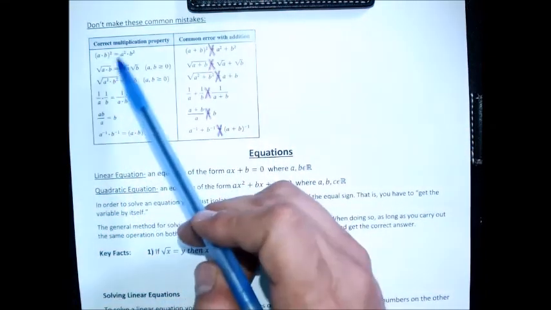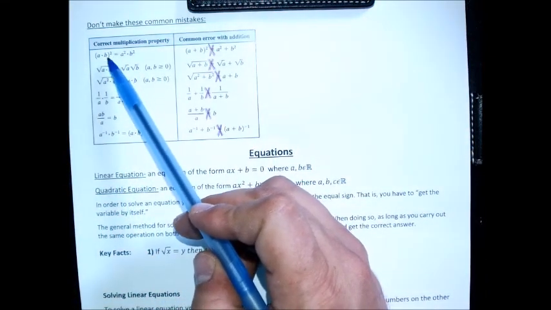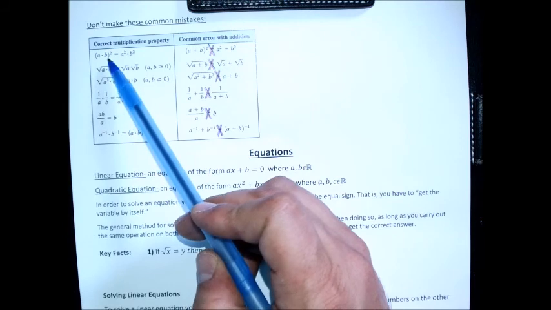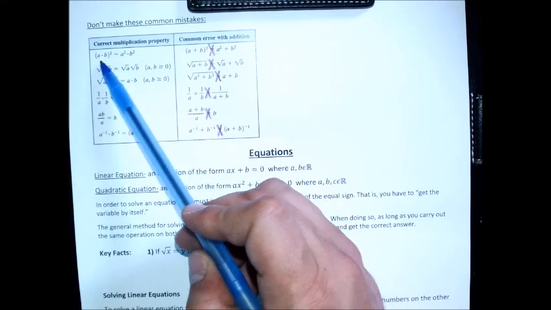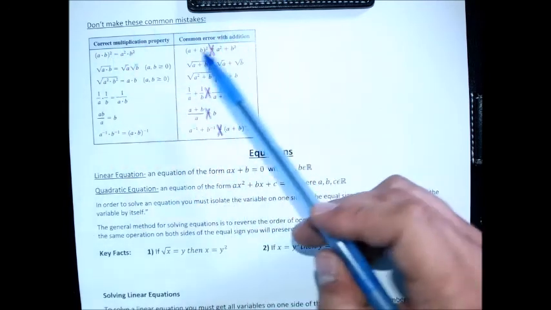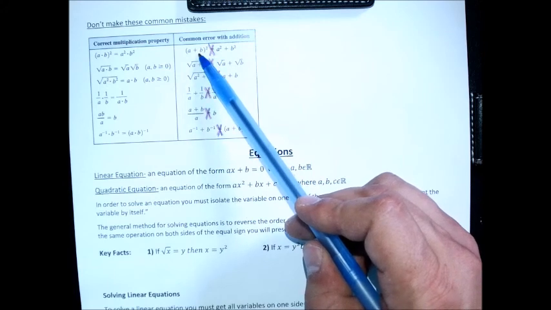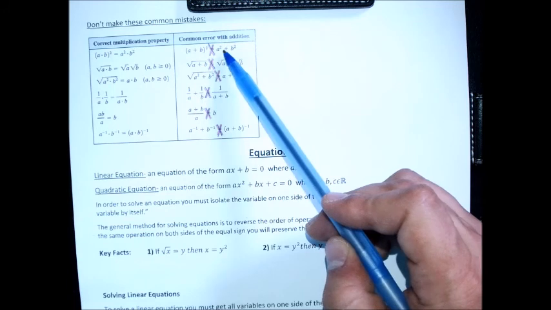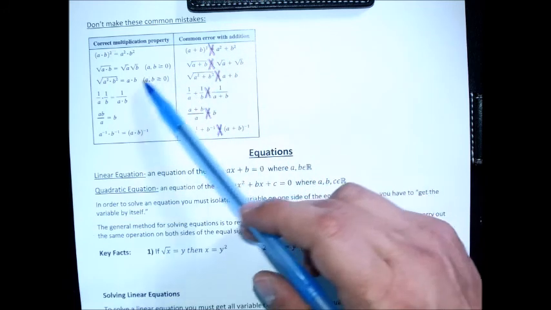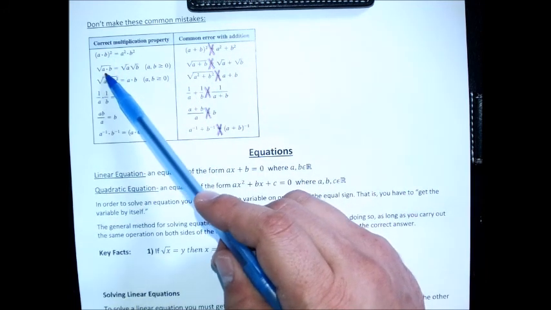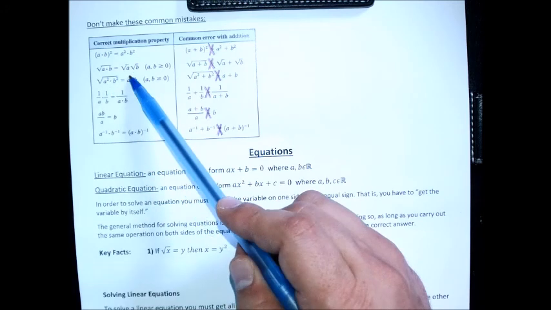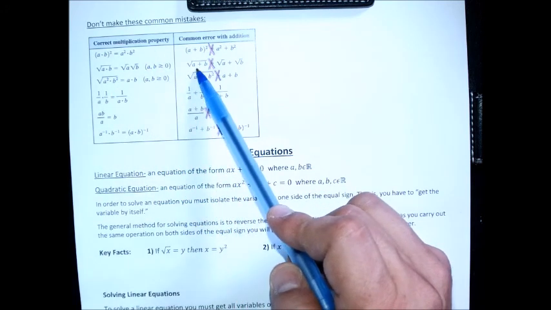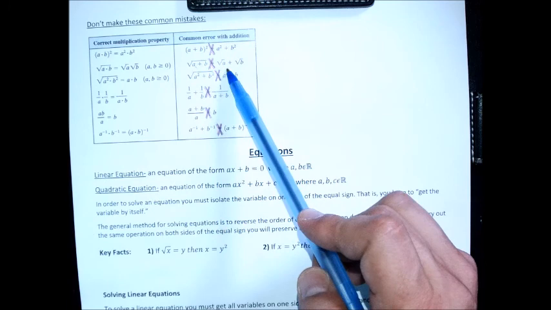For example, the first one is the distributive property of exponents, which we learned in the first section. We can distribute exponents when things are being multiplied. If things are being added inside a parenthesis, we cannot distribute that exponent. That's something I already talked about during that section. Similarly with radicals: if things are being multiplied inside a radical, you can break it up. If things are being added inside the radical, you cannot break up the radical.